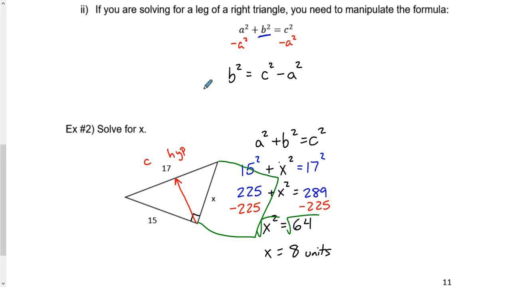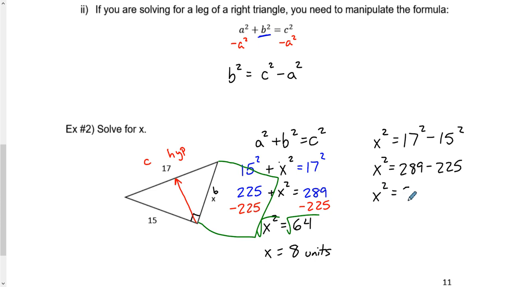Now if we use this equation, all that it changes is that our b squared, in this case, is x. So if we change it, it's just x squared equals our c squared, which we've already identified as 17, subtracting our a squared, which is 15 squared. 17 squared is 289. 15 squared is 225. X squared would equal 64. Take the square root, and x equals 8 units.